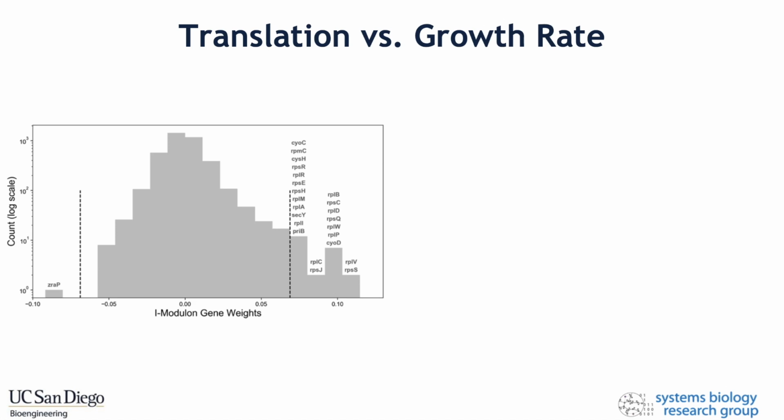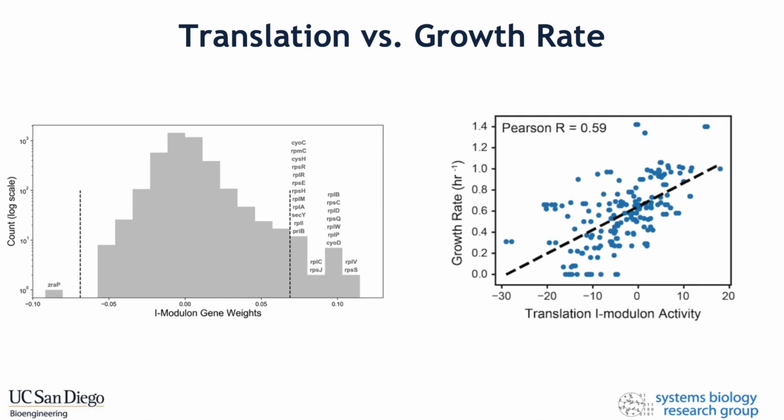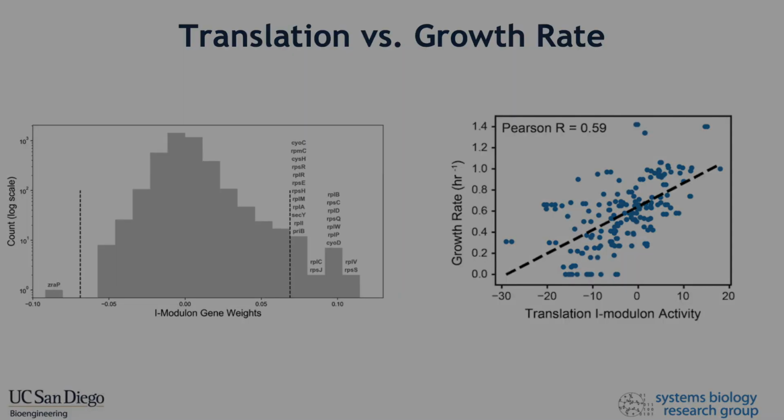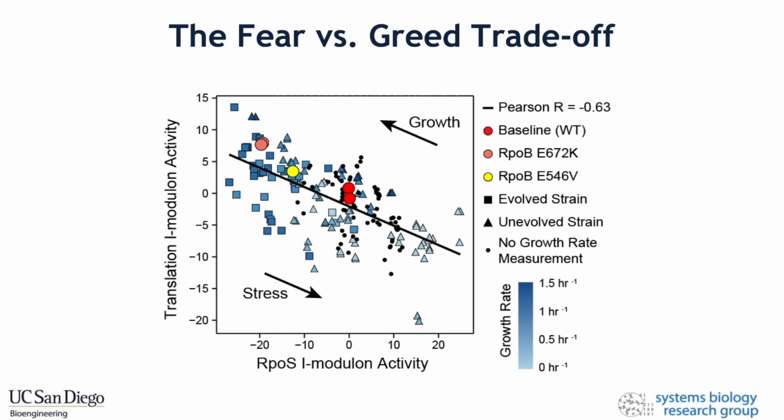Another iModulon we found was enriched in genes related to translation, for example, ribosomal subunits. The activity levels of this iModulon were highly correlated with the growth rates measured under these experimental conditions. When we plot the RPOS iModulon activities against the translation iModulon activities, we see a clear trade-off between fear and greed.